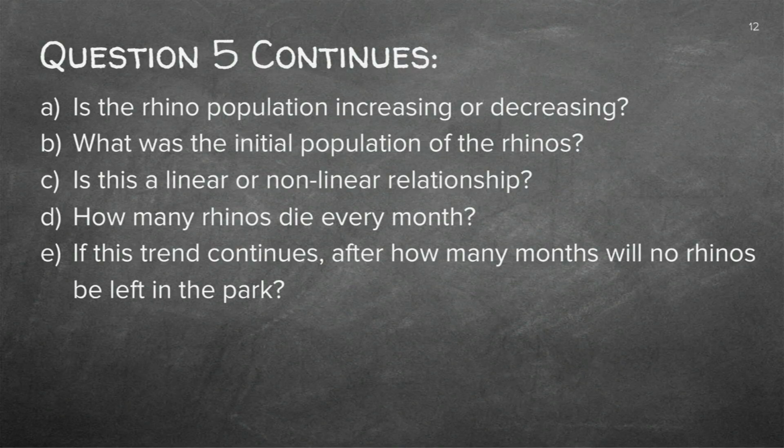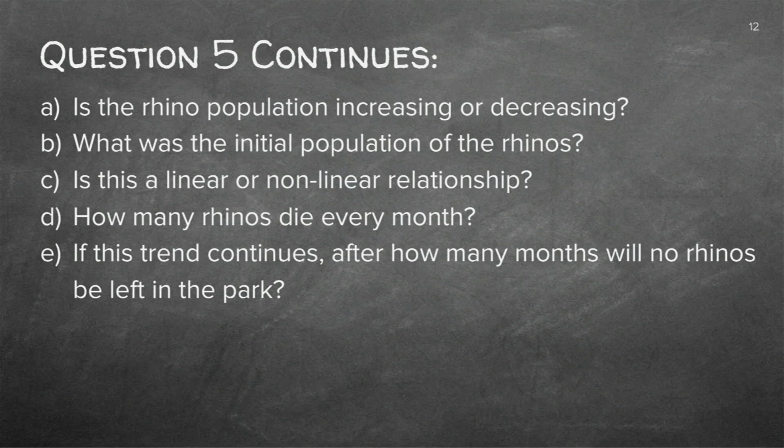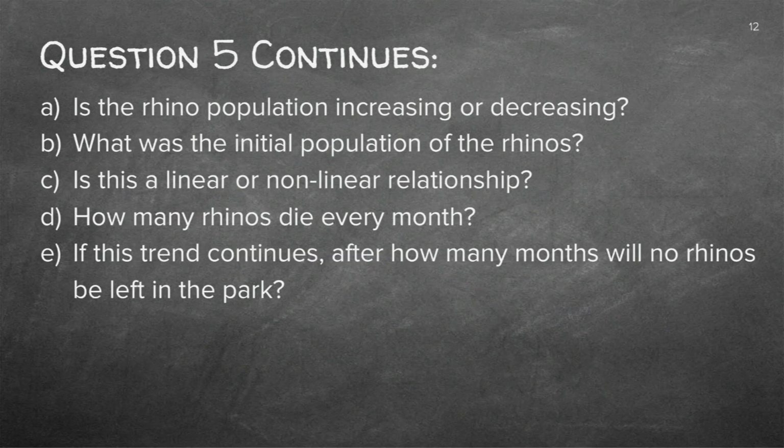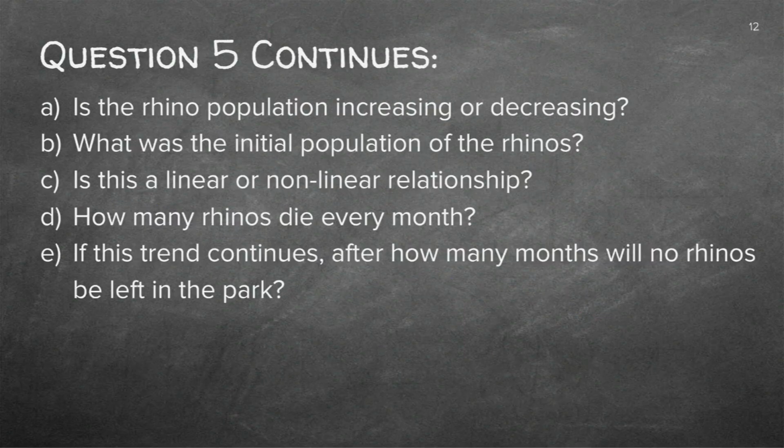Is the rhino population increasing or decreasing? It is decreasing, yes. What was the initial population of the rhinos? Can you see? They had 30. Can you all see that? 30. Is this linear or non-linear? We've answered the question. It is linear, correct, because it is going down in a straight line.